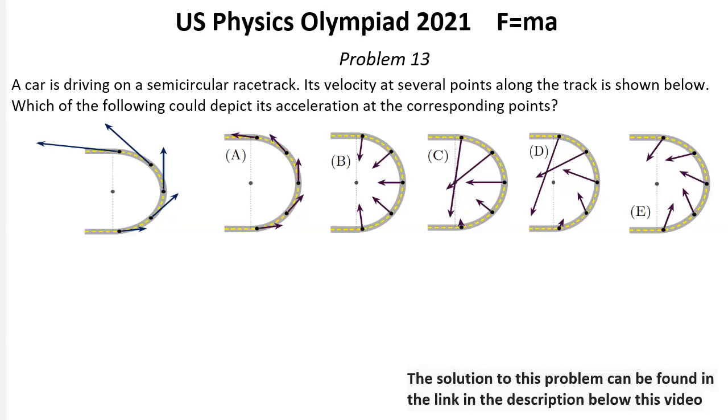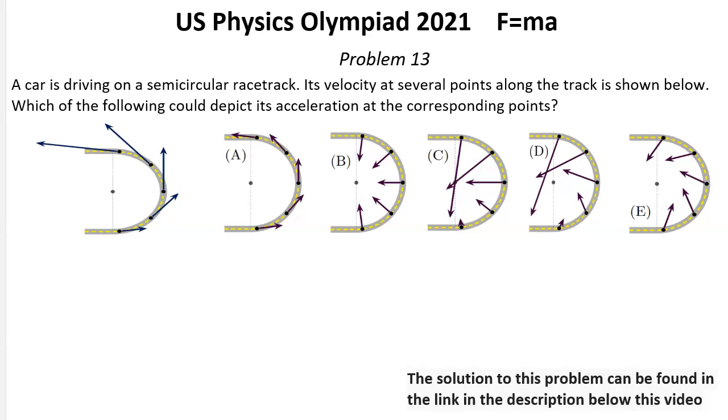Because the car is speeding up, its acceleration has a tangential component. It means that a component parallel to the racetrack. Because the car is turning, its acceleration also has a component v squared over r directed towards the center of the track. Since v increases throughout the turn, this inward radial acceleration increases through the turn.